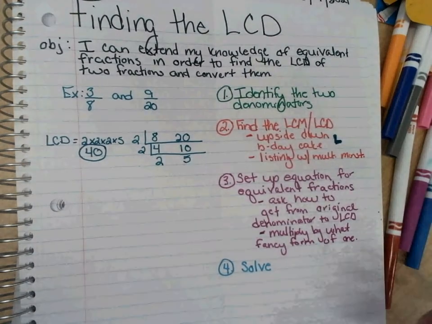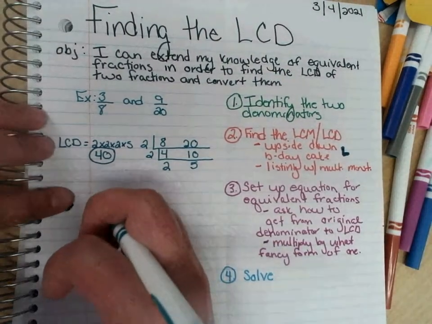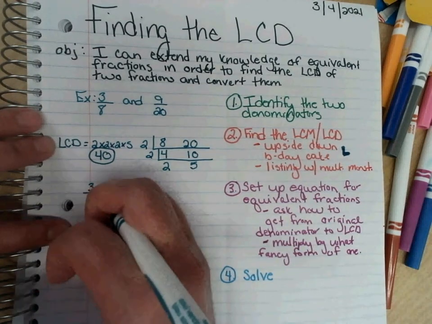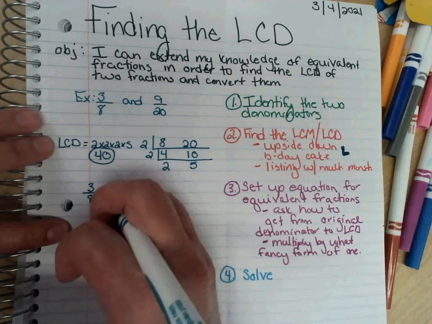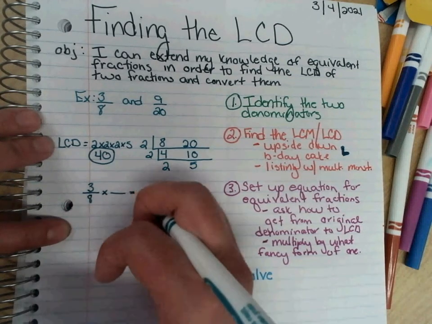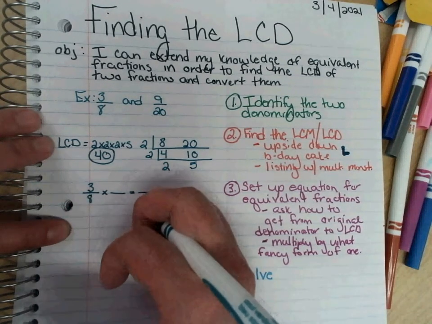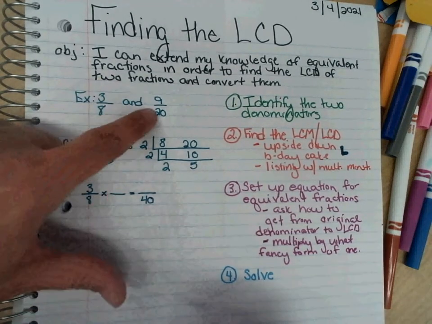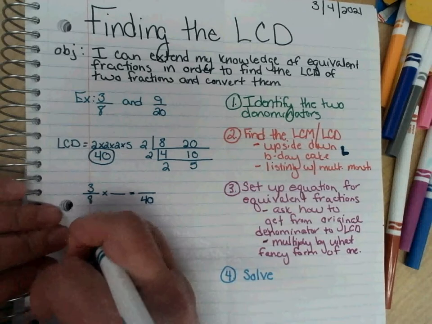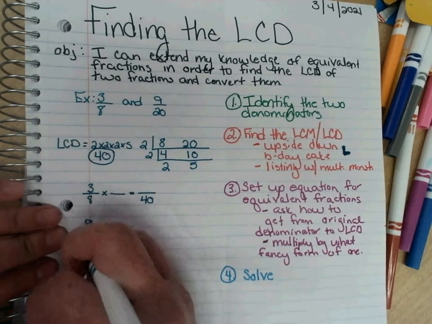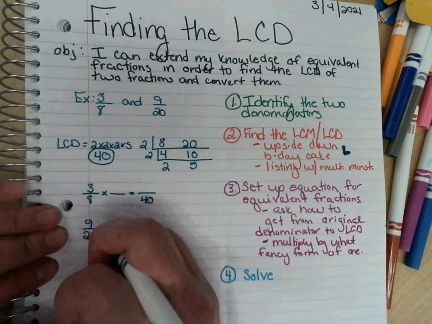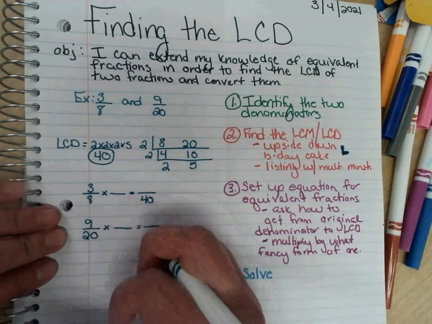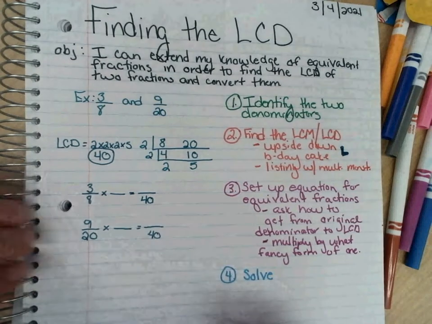So now, step 3 says to set up an equation for equivalent fractions. So I'm going to continue on down here. I'm going to say, okay, 3/8 times what fancy form of 1 equals something over 40, because this is my least common denominator, so I want to get here. I also have to do the same thing for 9/20. So I ask myself, times what fancy form of 1 equals something over 40.